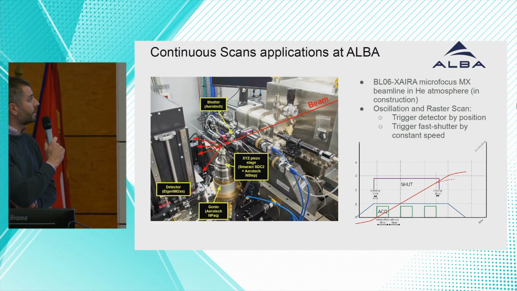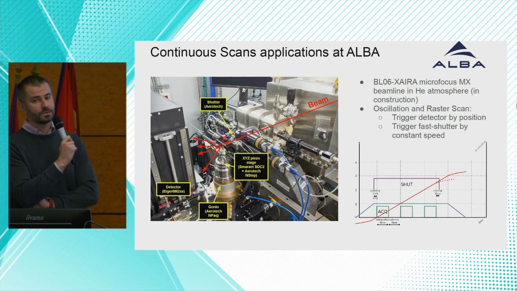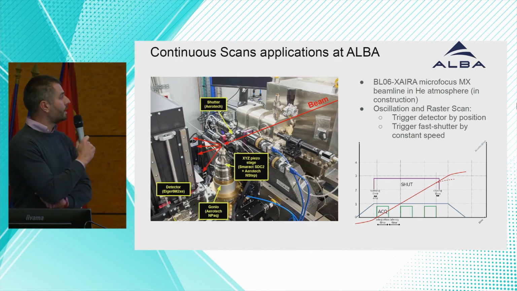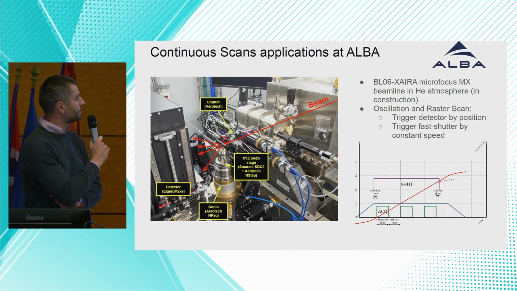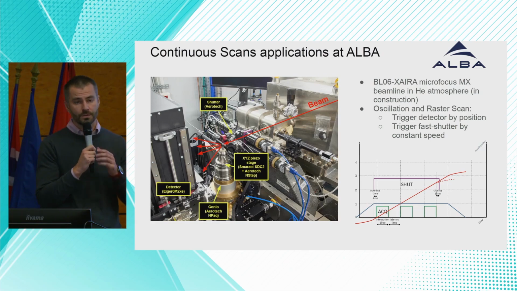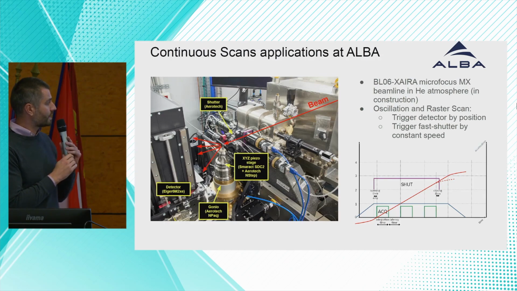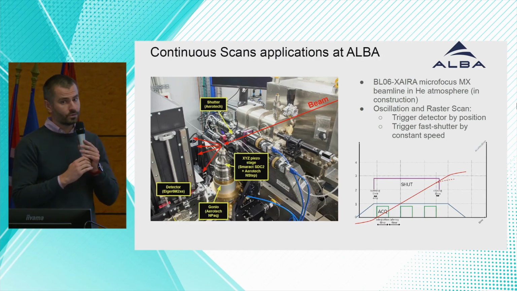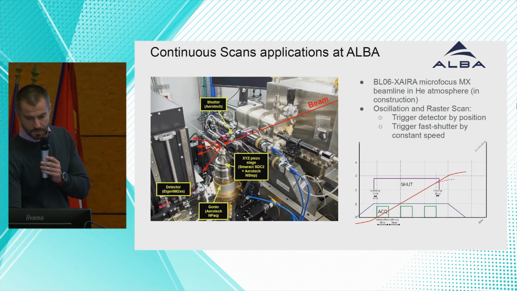First is the microfocus MX beamline, where we need to synchronize the fast shutter and the detector from the synchronization signals from the motion controller. One is based on the constant velocity, which is for the fast shutter, and another one is for the detector, which is based on position. And here we plan to use the feature of shutter control in Sardana.